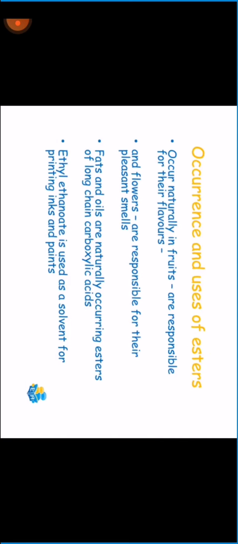So the last thing to look at then is the occurrence and uses of esters. So esters occur naturally in fruits, and they're responsible for their flavours, and they occur naturally in flowers, and they're responsible for their pleasant smells. Fats and oils are naturally occurring esters, and that's due to the long-chain carboxylic acids that are present. And ethyl ethanoate is a solvent that is used in printing inks and paints.